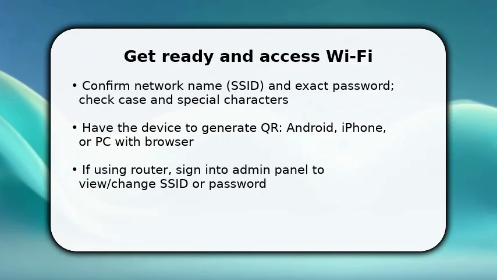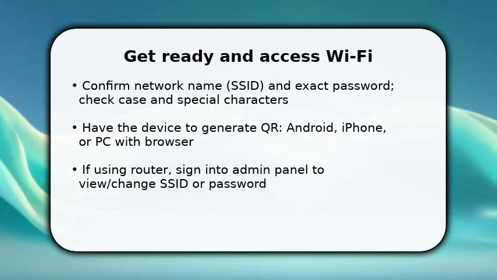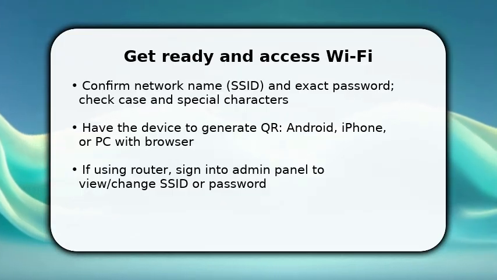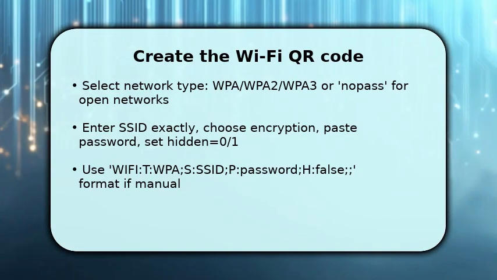Now open the generator app or site and prepare to enter network type, SSID, and password. This is the first actionable step toward creating the QR. Now you generate the code.